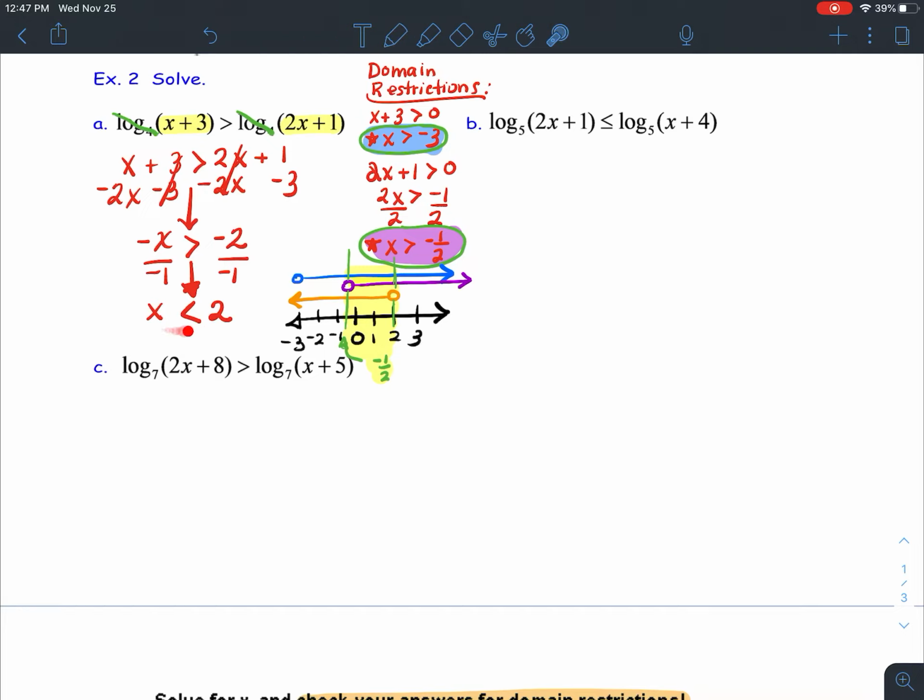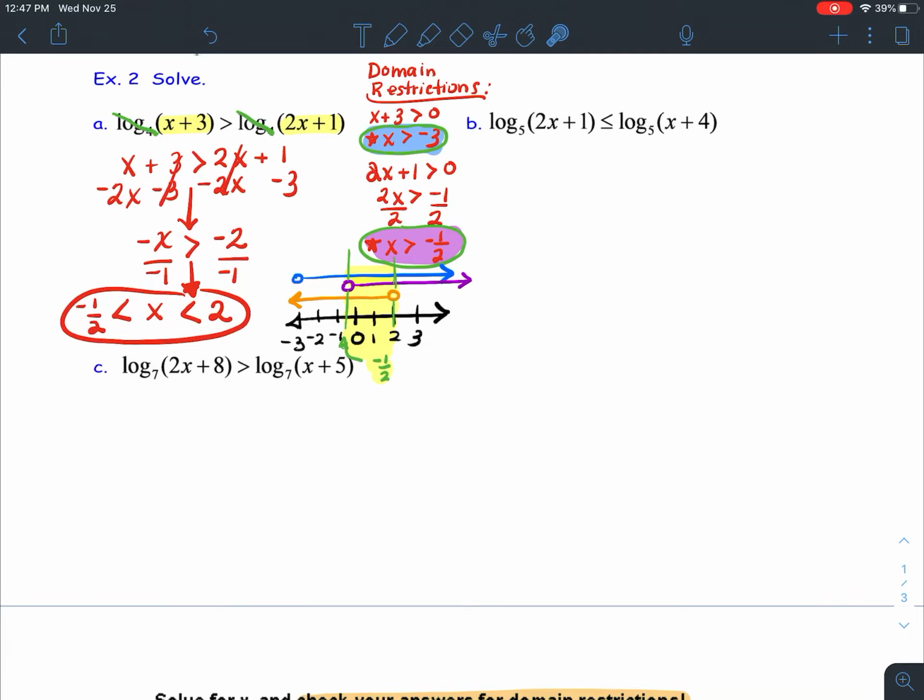Everything less than 2, which is what I have right here, but I'm not allowed to go any farther to the left of -1/2. So I need to cap off and put this symbol on the other end of my answer here. So I'm saying as long as x is less than 2, but still greater than -1/2, I will be okay with having solutions that will not violate either of my two domain restrictions.